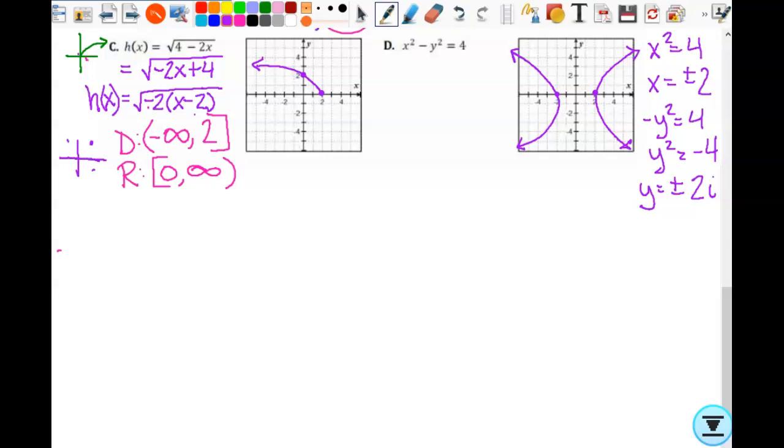All right, so, because all we really care about here, right, is getting the domain and range. So my domain, I start where?